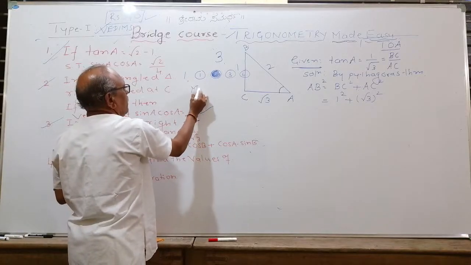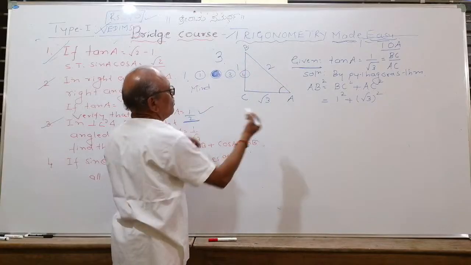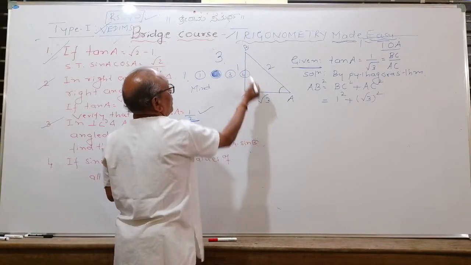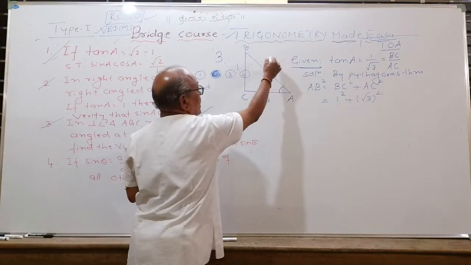What is required? Mind maths. I told you in the beginning. Just AB, in mind you have to calculate. AC, square root 3 square is 3. BC, 1 square is 1. 3 plus 1 is 4. Square root of 4 is 2. You can write it directly.